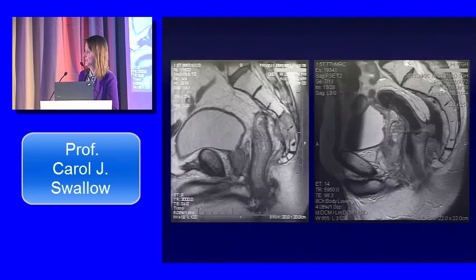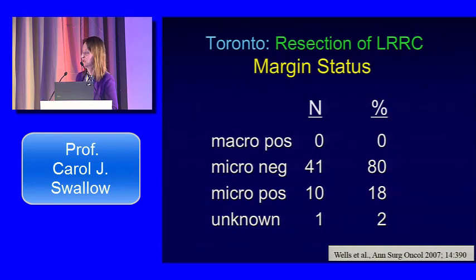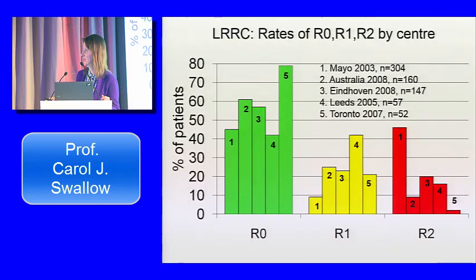And the reason, I think, is because we perform a sacrectomy not only for those with obvious bone invasion, but also for these, like the case I showed you, where there is dense adherence to the anterior sacral plane, and we don't want to dissect in this plane and risk getting a positive margin. So I think somewhat because of this approach, our microscopic negative margin rate is quite high, 80%. And that compares favorably with series from around the world.